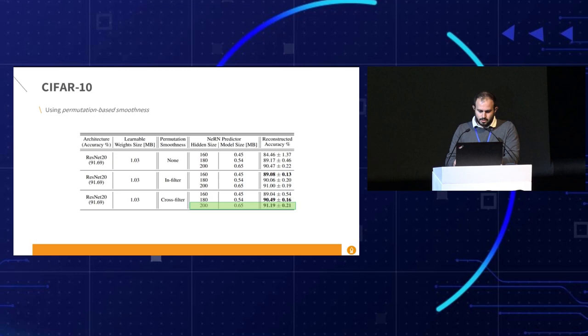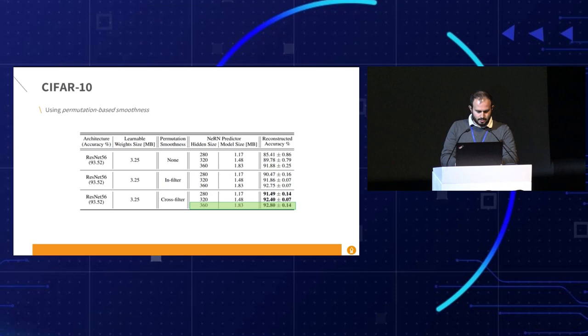I'll point your attention to the bottom line of the table, the highlighted line, where we can see that a NeRN of roughly 60% the size of the original network is able to reconstruct the original network quite well and achieve basically comparable results. The same trends can actually also be seen for ResNet 56 on CIFAR-10.